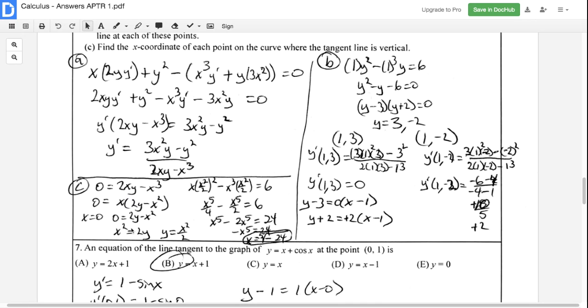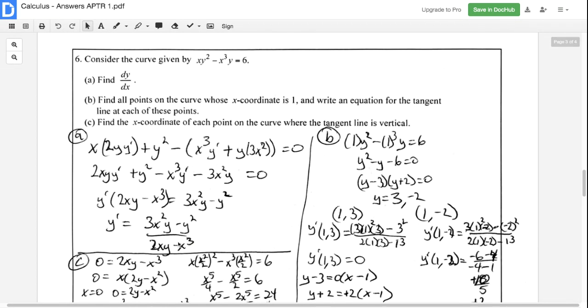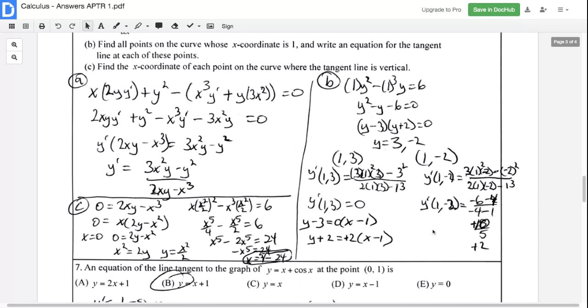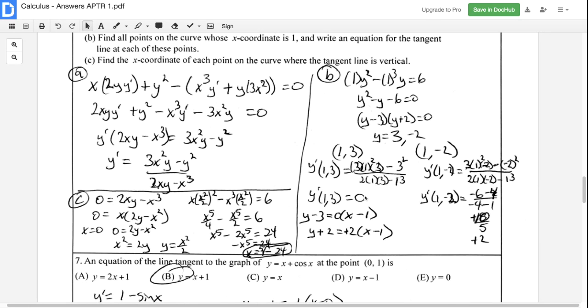So that's what I did. Where's B? B's over here. I plugged in. I had to factor. I got 2 values. So I have (1, 3), and I have (1, -2). I want to plug those into the derivative to get my slope. So when I plug (1, 3) in, I get 0. When I plug (1, -2) in, I get a +2. So y minus 3 equals 0 times x minus 1 for this tangent line. And then y plus 2 equals 2 times x minus 1 for the tangent line that goes with (1, -2).